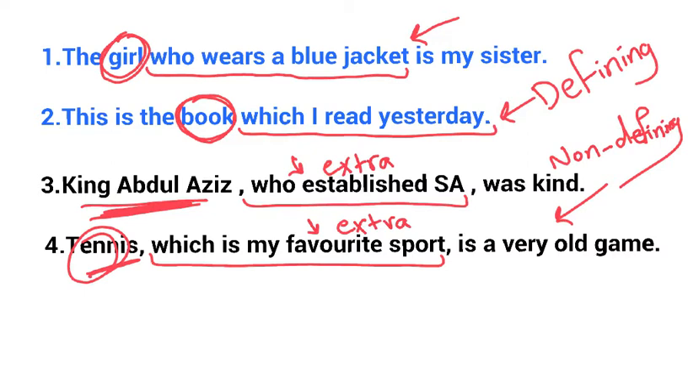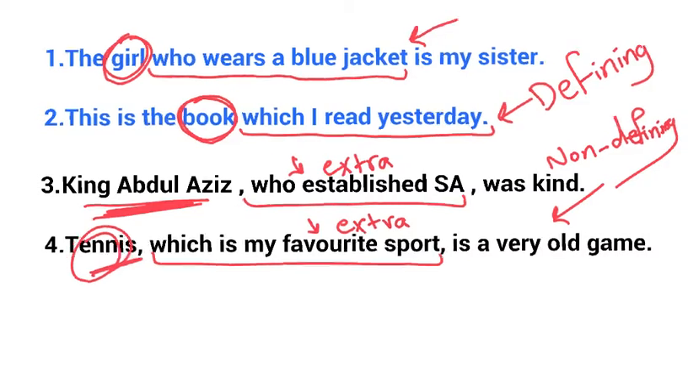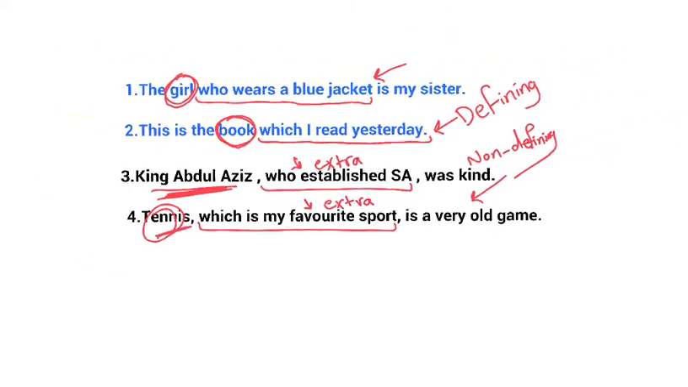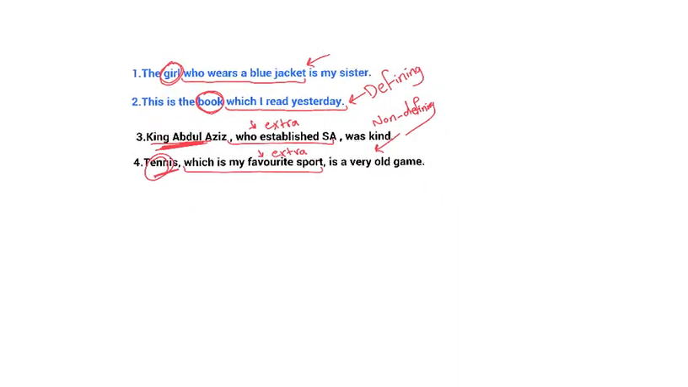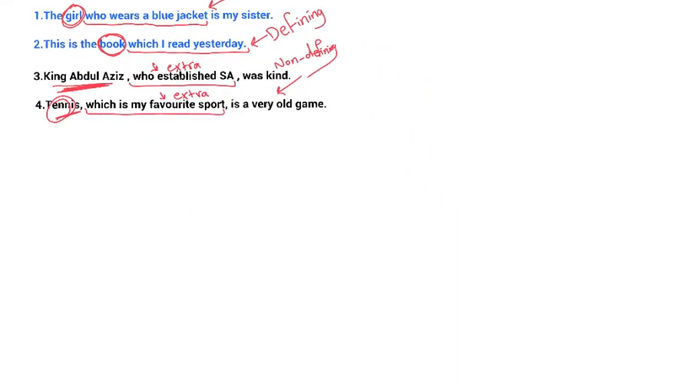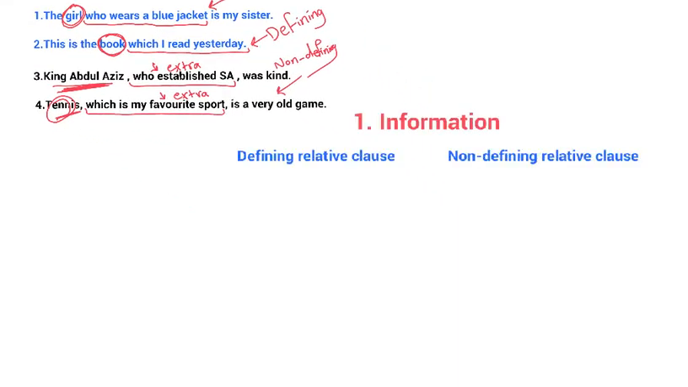Okay, so now the first difference between defining and non-defining relative clauses is in the information they give. The information in the defining relative clause is important. But in the non-defining relative clause, it is just extra information. This is the first difference.